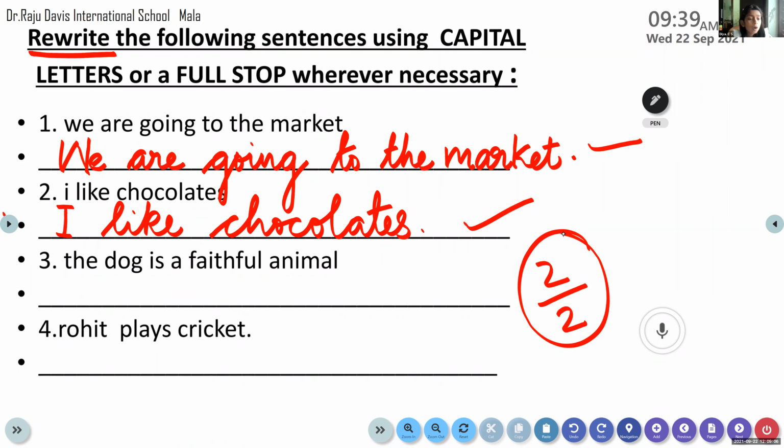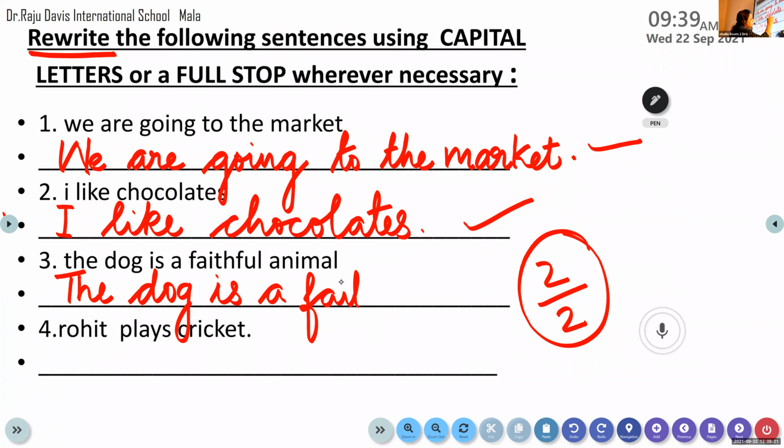Ma'am, I did 4 questions. 4 questions. Then we have to begin the sentence with a capital letter. The dog is a faithful animal.